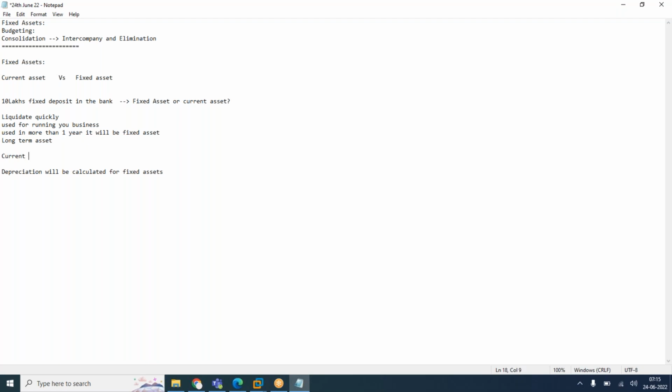So the difference between current asset and fixed asset is this one. Depreciation will be calculated for the fixed assets, and for the current assets, depreciation will not be calculated. Okay, the best example I will give you.